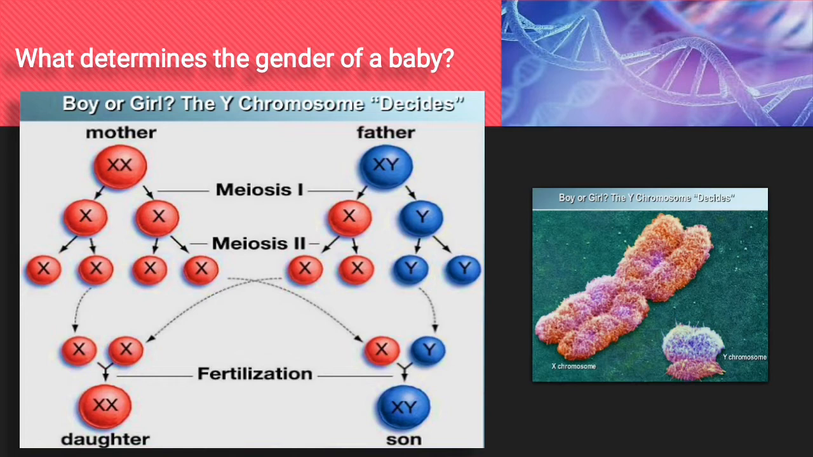An X chromosome combines with the mother's X chromosome to make a baby girl with XX chromosomes, and a Y chromosome will combine with the mother's X chromosome to make a boy having X and Y chromosomes.